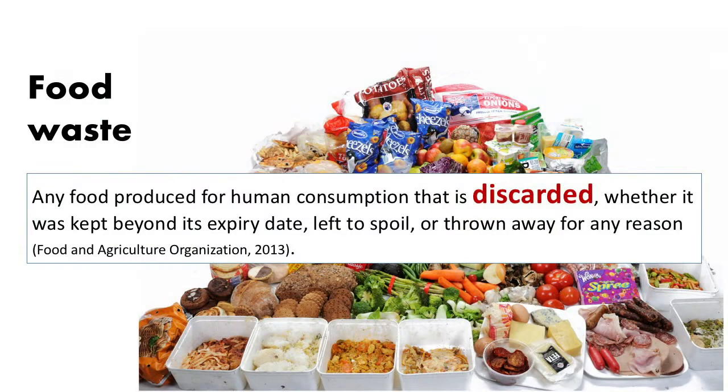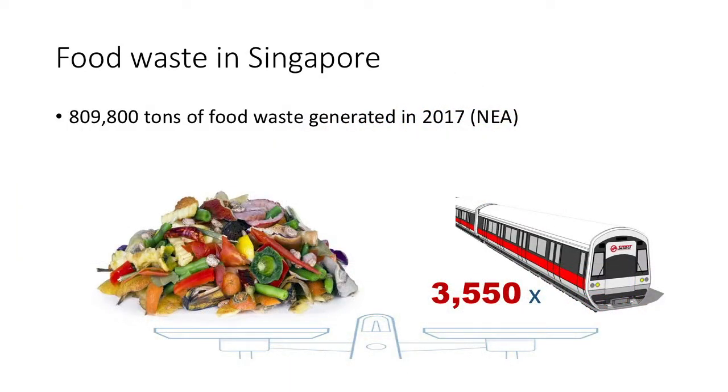Okay, so food waste, I don't need to explain, so all of these would be the food waste. Okay, so how much food waste are we producing every year in Singapore? This is how much we're wasting. The weight is equivalent to 3,500 MRT trains. Oh my God, I can't imagine.